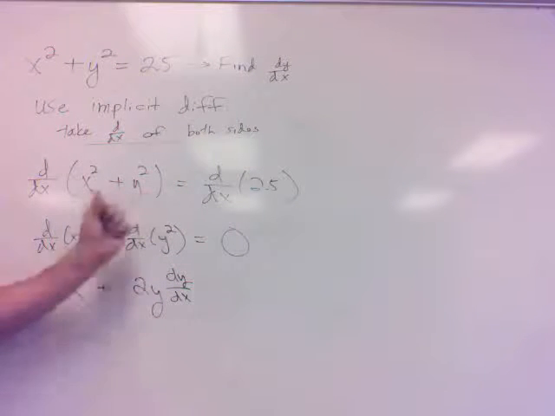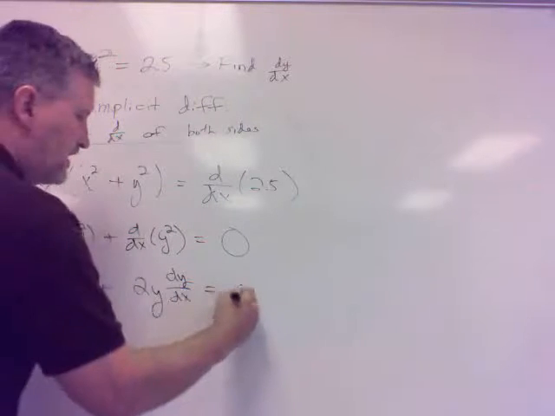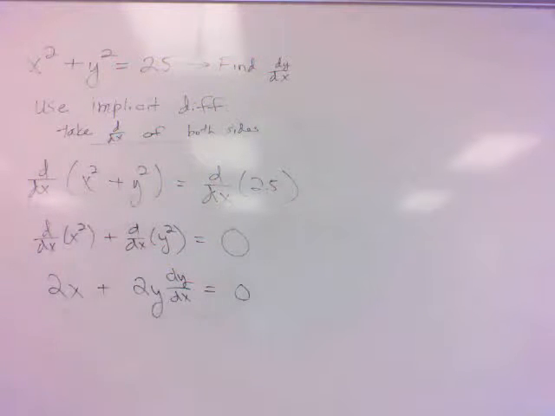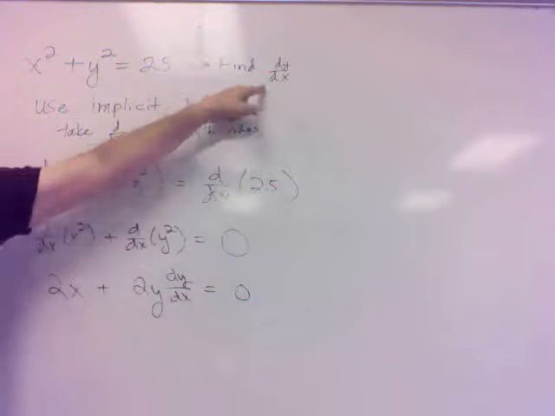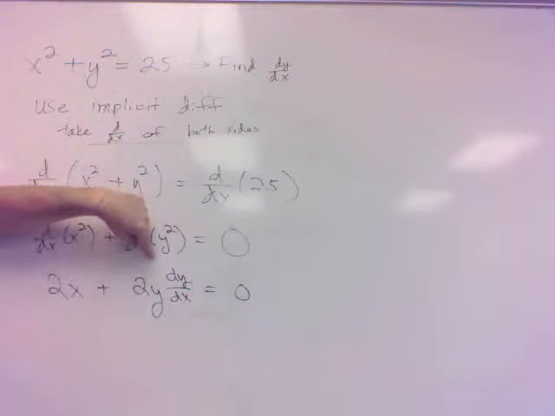y is something in terms of x. I don't know what it is. Later we'll talk about it, but usually we cannot find it very easily. And so we just represent that part of the chain rule by dy/dx, the derivative of y with respect to x. Okay. All right, now what are we trying to find? dy/dx. Do you see here now? Can I get dy/dx now by just solving this like an equation?